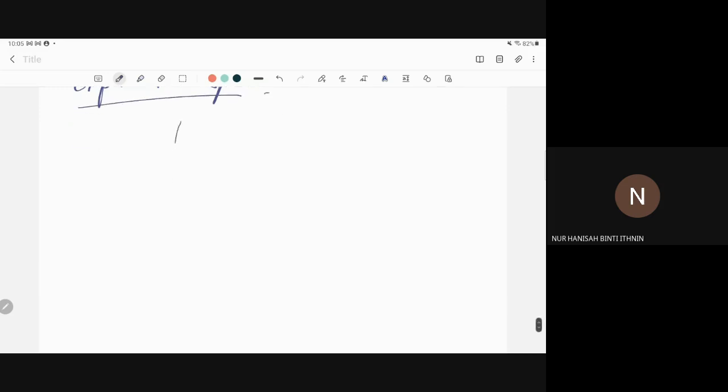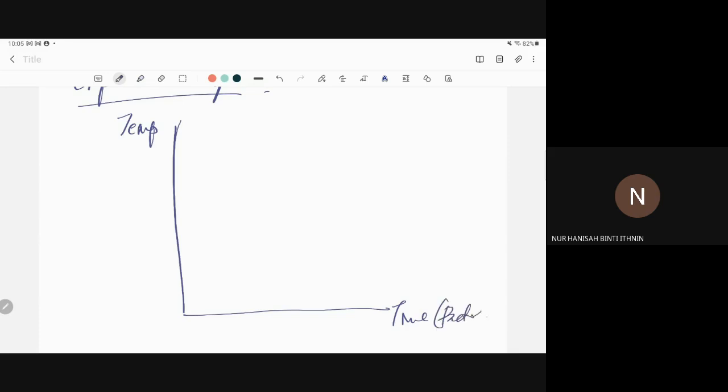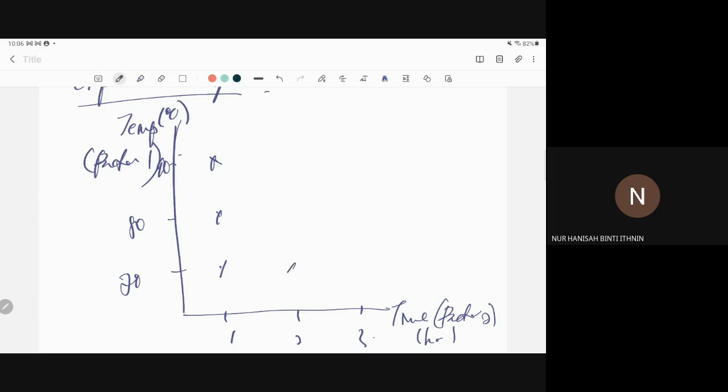We have two factors, just for the sake of simplicity. This is the temperature, factor one. This is the time, factor two. Like mentioned just now, we took three temperatures: 70, 80, and then 90. And for time, it is 1, 2, 3 hours. So factorial meaning all the possible combinations. So you will have one over here, and over here. This one also over here, and over here. So these are the treatments actually.